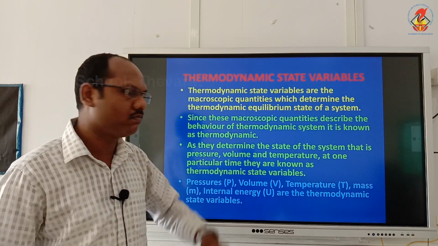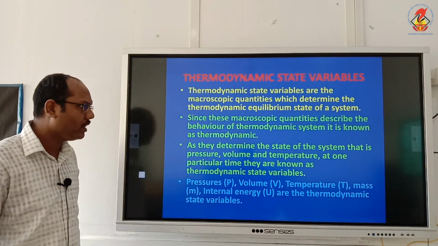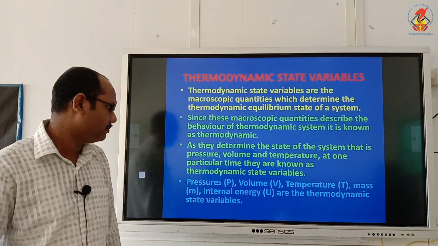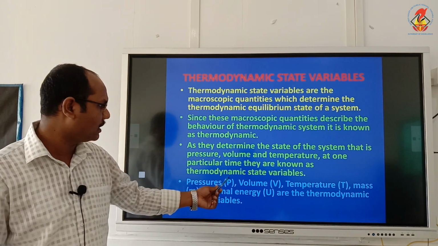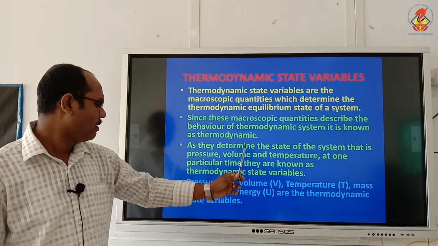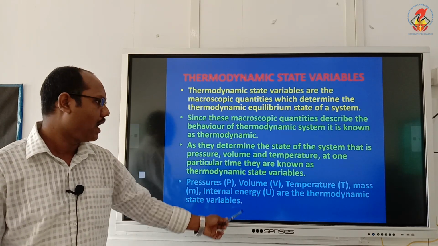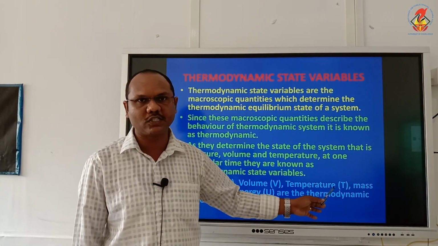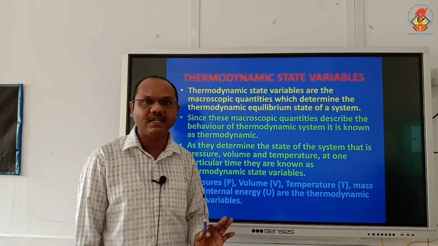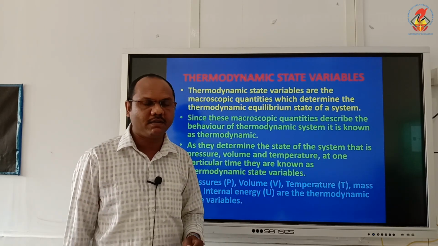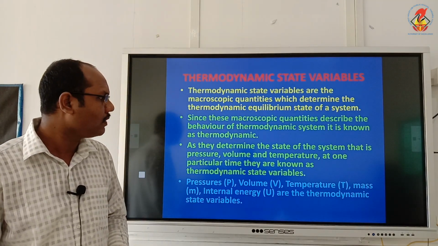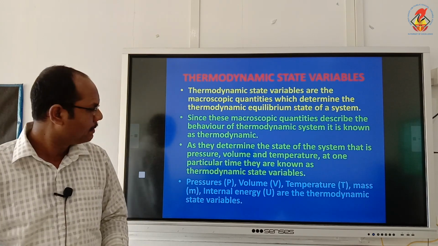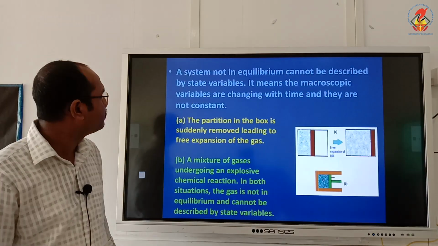Similarly, pressure and volume. So, pressure, volume and temperature are called thermodynamic state variables. Pressure, volume, temperature and also mass and internal energy are thermodynamic state variables. We are familiar with pressure, volume, temperature and mass. We are not familiar with internal energy, that we will discuss in detail. So, these are the 5 things which depend only on the initial and the final system. So, they are called state variables.